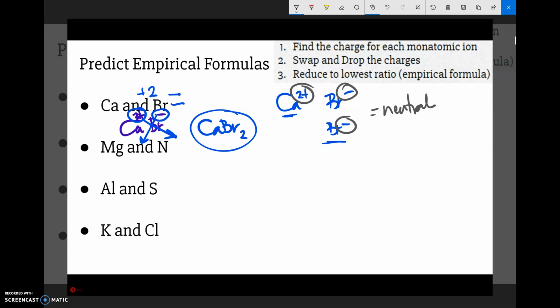If you've forgotten about the charges, remember we talked about those the other day, and we said that group 1 had a +1 charge, group 2 had a +2 charge. That's where I'm getting those charges. Okay, let's go ahead and do the second one.